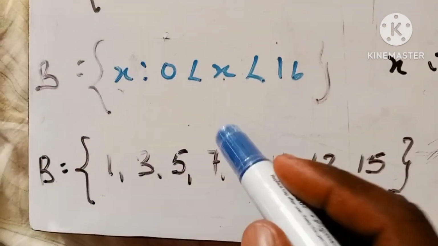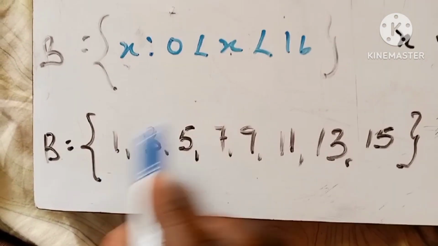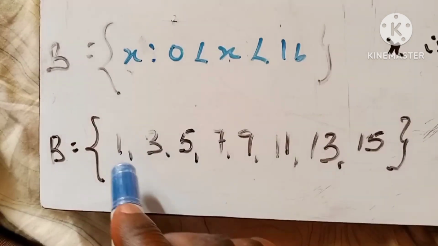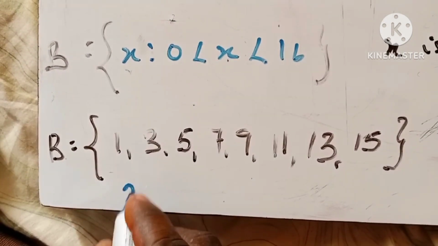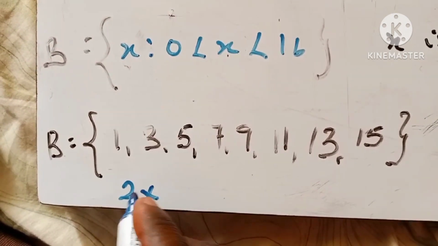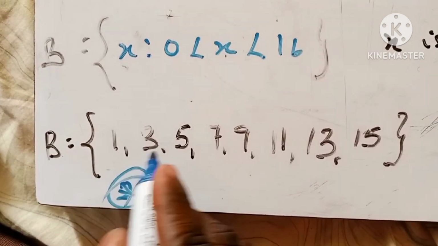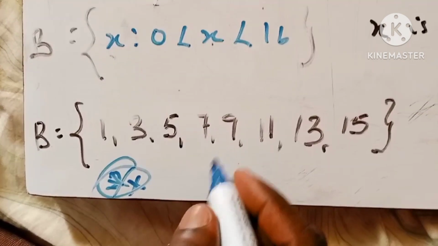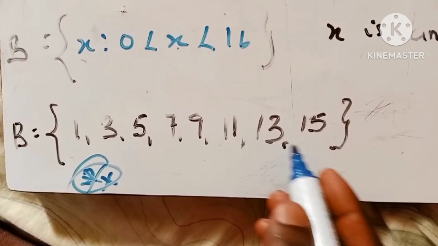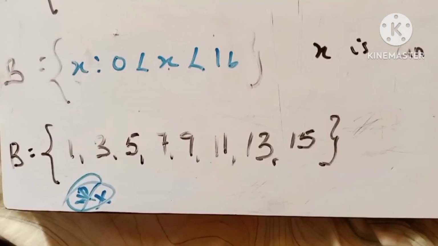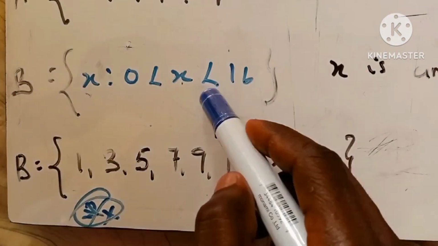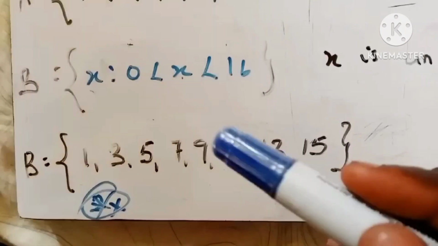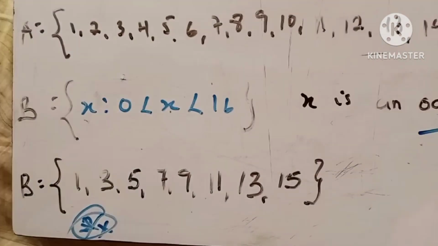So the integers here are what? From 1, because you are greater than 0 here. So 1, and then 3. Why not 2? Because 2 is not an odd integer, right? That is why we are taking 2 out here. So 3, and then 5, 7, 9, 11, 13, and then 15, right? We are ending on 15 because the condition says that you must be less than 16. Is that okay? Those are some of the things you must pay very close attention to.